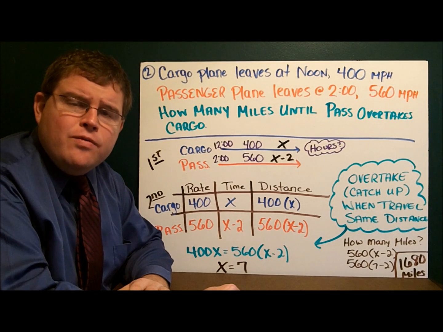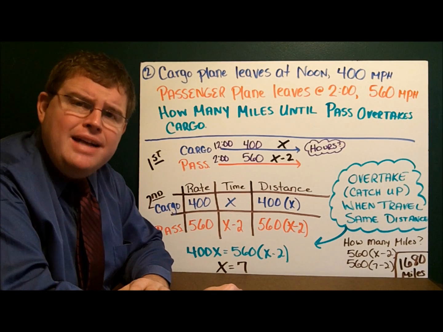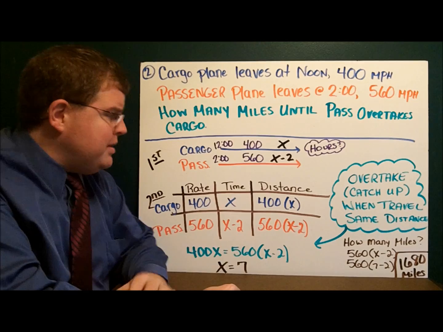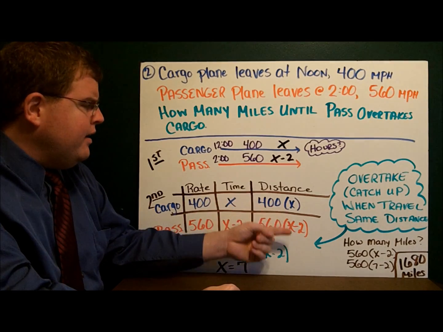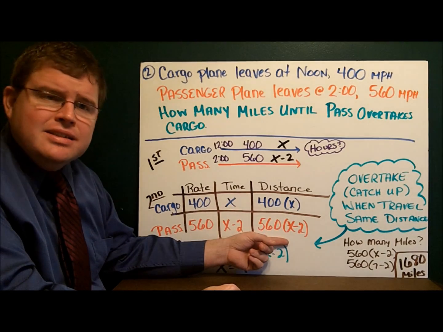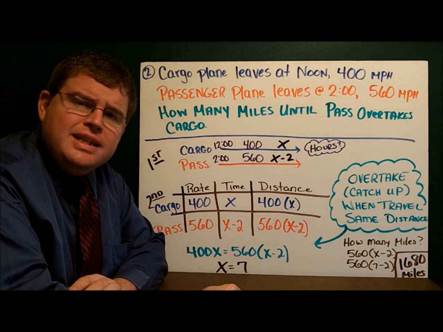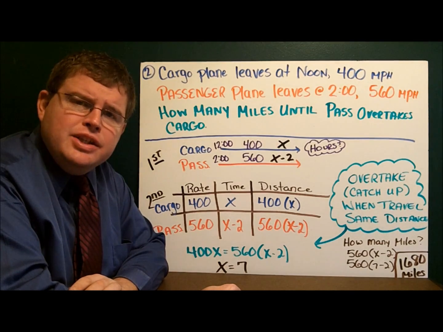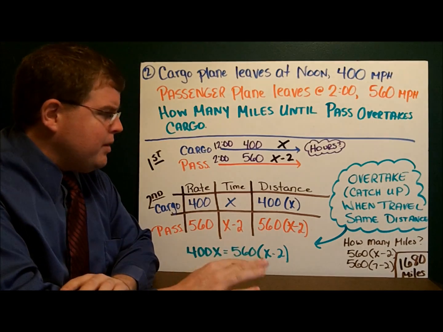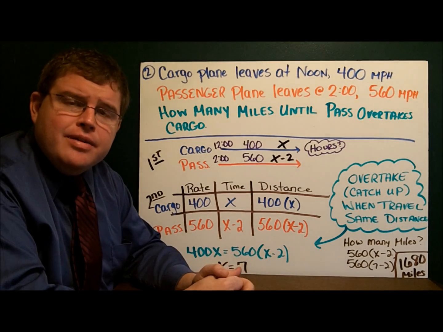Now, when does the first one pass it? Well, it passes it when they've gone the same distance. So this distance here must be equal to this distance here. So 400x equals 560 times x minus 2. We solve that equation, we find out that x equals 7.